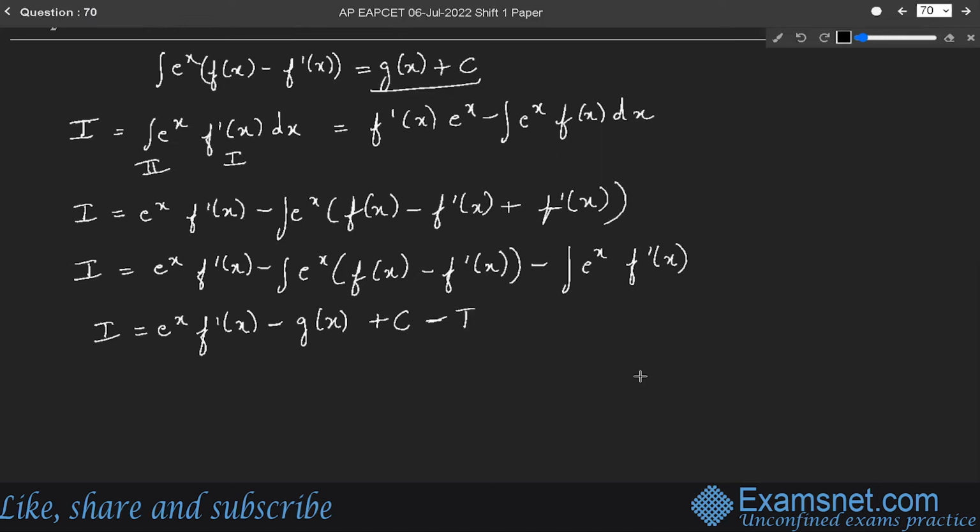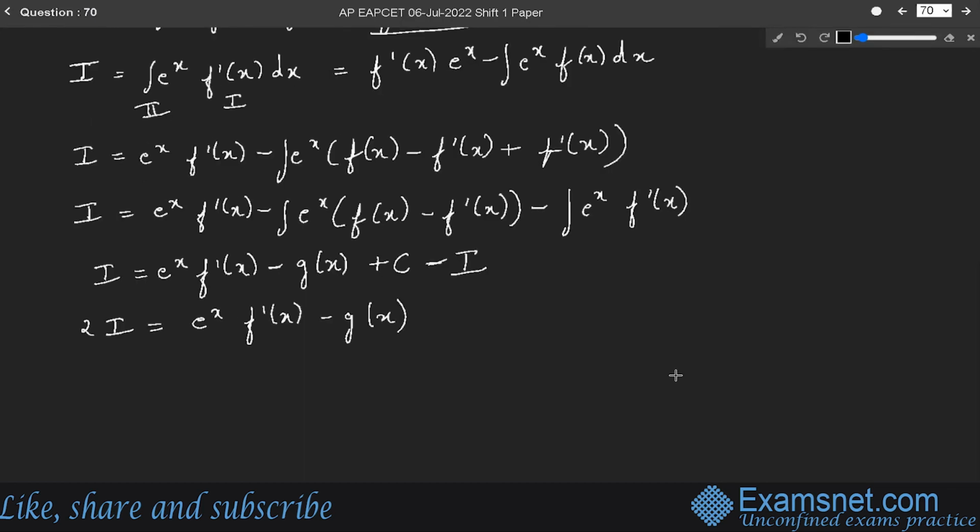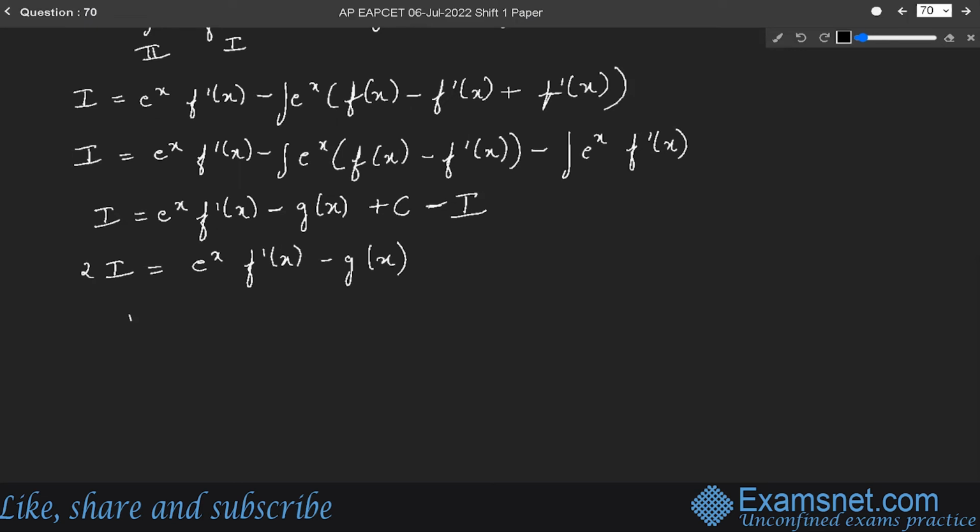So it will be equal to I. So I plus I will be 2I. 2I will be equal to e to the power x f dash x minus g of x. So I will be equal to 1 upon 2 into e to the power x f dash x minus g of x plus c. This is the required value for I.